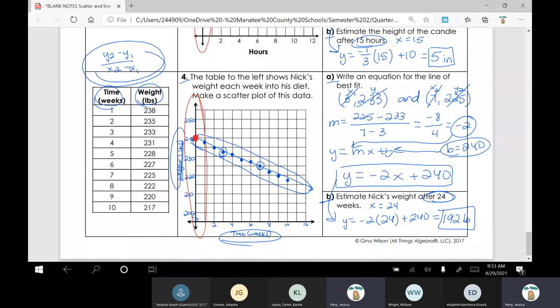Once you get your formula, you can plug in anything. You can even figure out after 36 weeks what the weight will be. But realistically, it's not always going to keep going down.